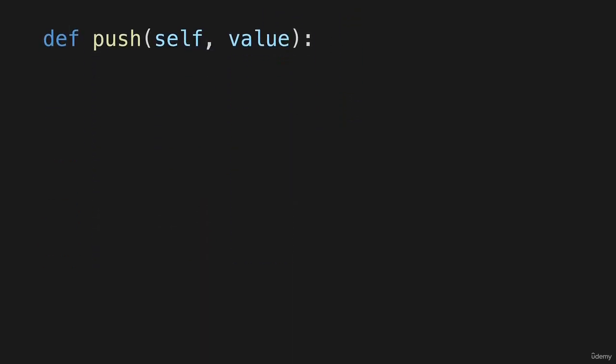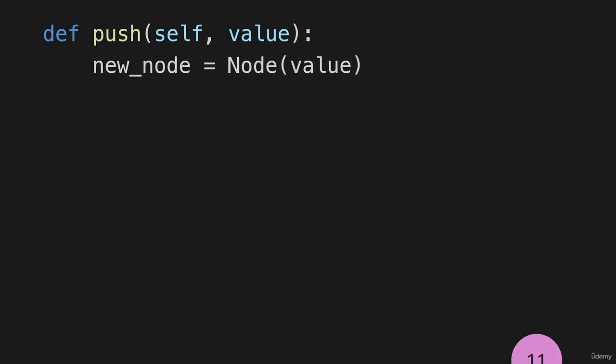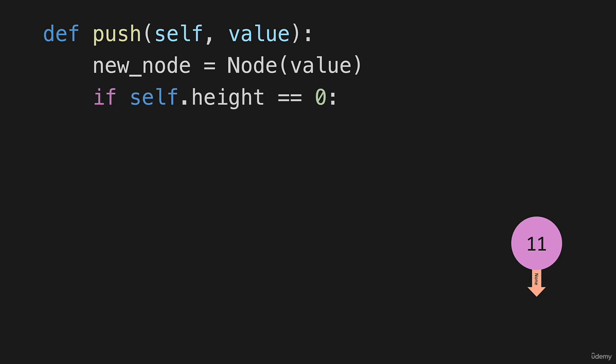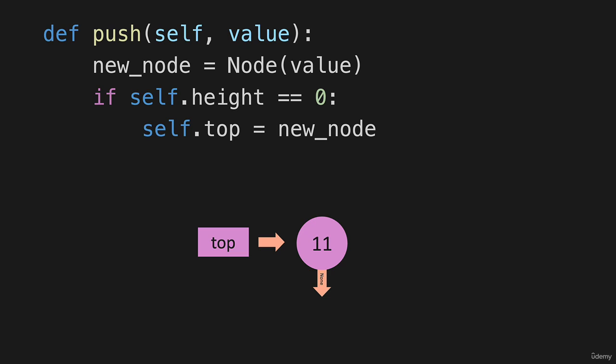So we start this out like this. We're going to say push. We're going to pass it a value. We'll use that value to create a node. And there's our node. So we'll code for an empty stack first. We'll say if the height is 0, like this, we're going to have self.top be equal to new node, like this. And then the other possibility is that we have a stack that has items in it.